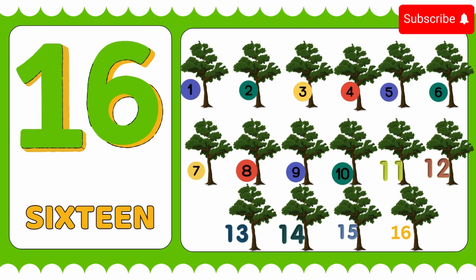16. Can you say it with me? 16. The spelling of 16 is S-I-X-T-E-E-N. Let's count trees. 1, 2, 3, 4, 5, 6, 7, 8, 9, 10, 11, 12, 13, 14, 15, 16. 16 trees.